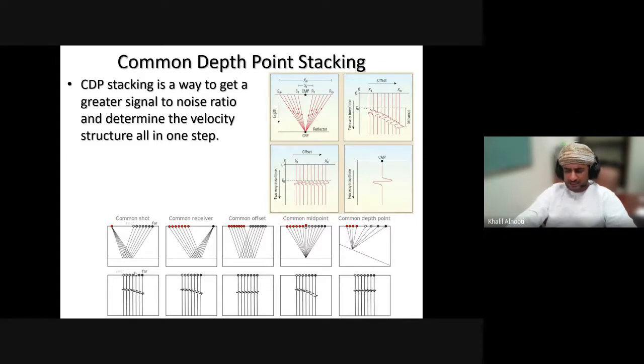In terms of data, we receive such data, and it's actually hard to determine what the gather type was. Was it common shot, common midpoint, or common receiver? It's really hard to determine the gather type by looking at the data. So someone might ask, how can I tell what type of gather it is? You can't easily tell, unless you know how the data were acquired in the field.